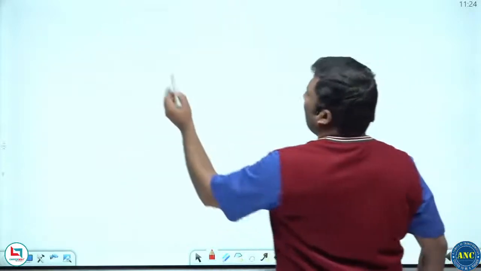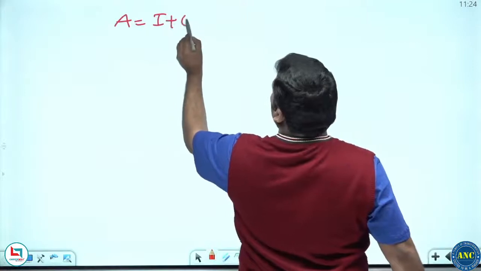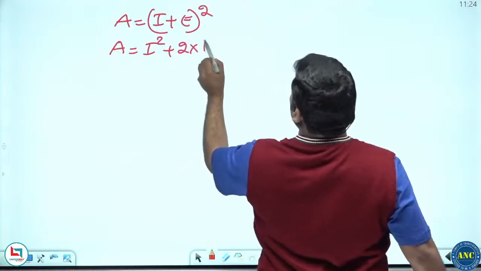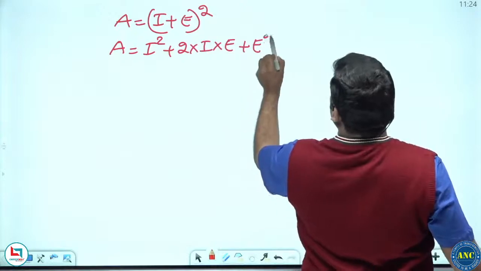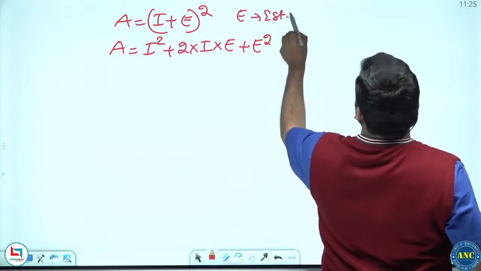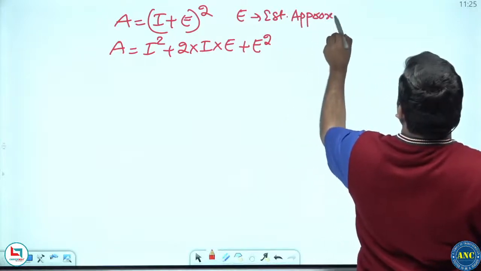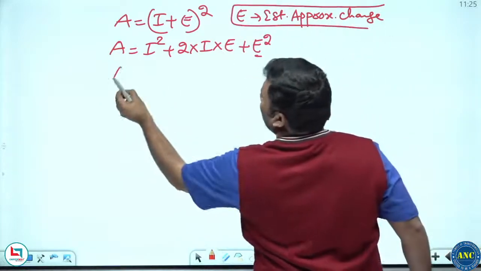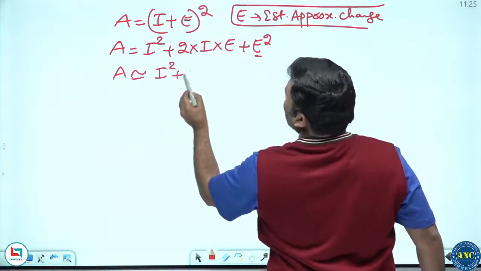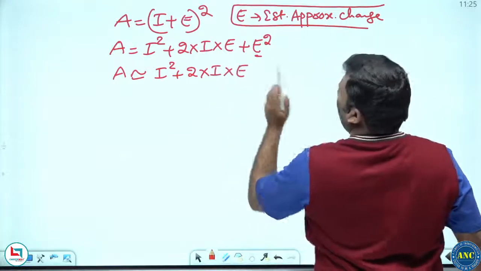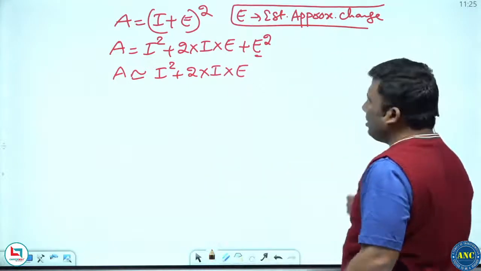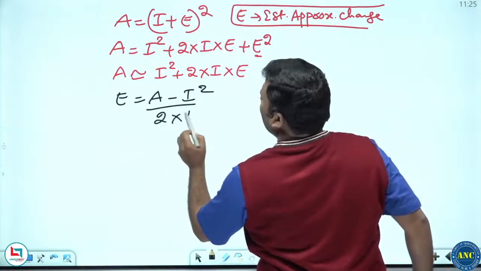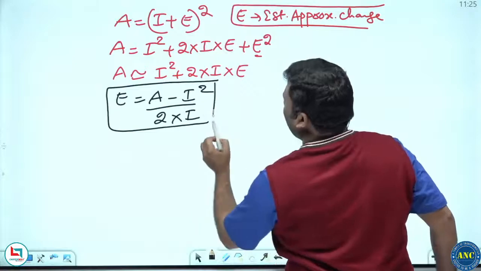Again I am writing, A is nothing but (I plus E) whole square. Once you understand, you can also teach the teachers. I square plus 2 into I into E plus E square. E is an estimated approximated change, so this is a very small value. So A will be extremely close to I square plus 2 into I into E. So E is nothing but A minus I square divided by 2 into I. Now the concept will be extremely clear to you.